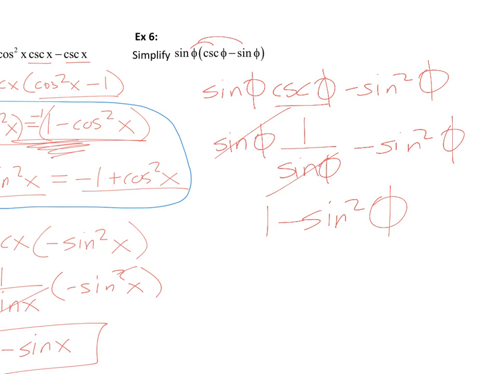And then applying the Pythagorean identity, I could rewrite that expression as cosine squared of phi. Nothing else we could do with that. It's all by itself. Done.